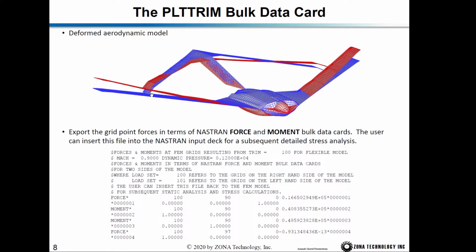The PLOTTRIM card can generate a graphic file, so you can display the deformed aerodynamic model under the trim load. Also, you can ask the PLOTTRIM card to output the NASTRAN force and moment cards in the GZ degrees of freedom, and then the user can insert this file into the NASTRAN input deck for a stress analysis. So this is the force and moment cards output by the PLOTTRIM card.